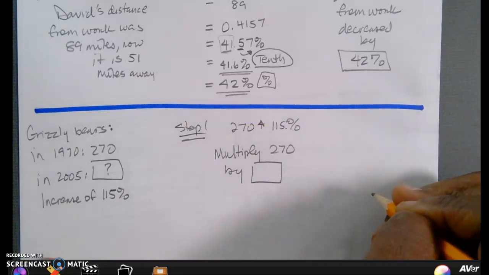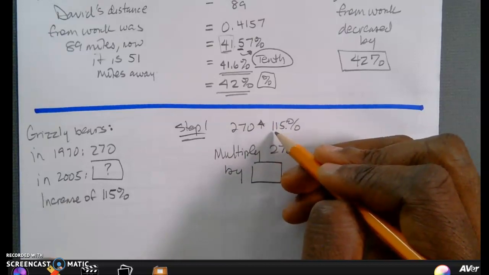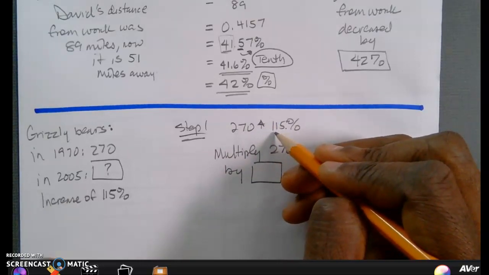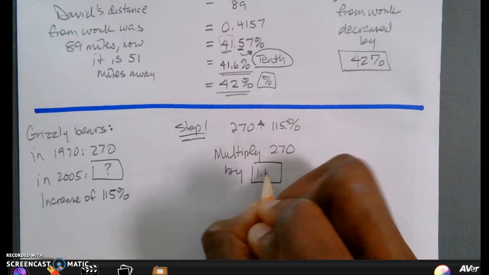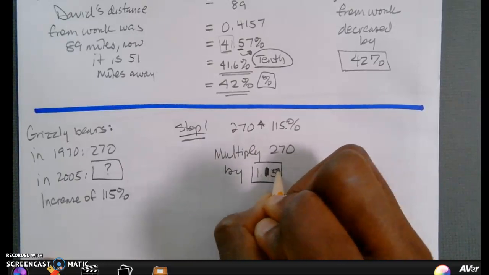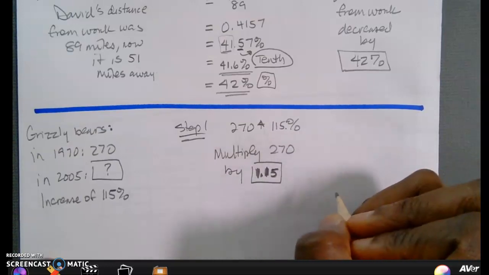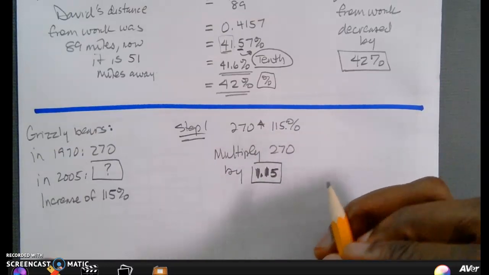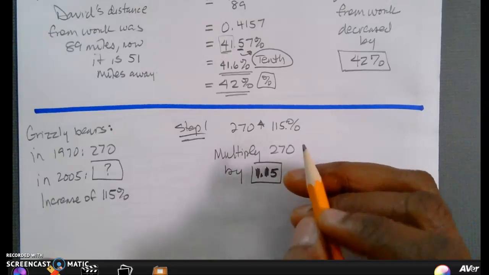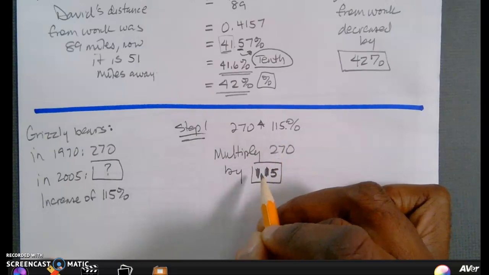In order to convert that to a decimal, I'm going to move my place over. And again, watch that video if you're confused. I'm going to move it over to the left twice. Okay, that now becomes 1.15. Make that clear. I'm going to multiply by 1.15. And the reason that I want to do that is I want to figure out what amount is going to be 115% of 270.